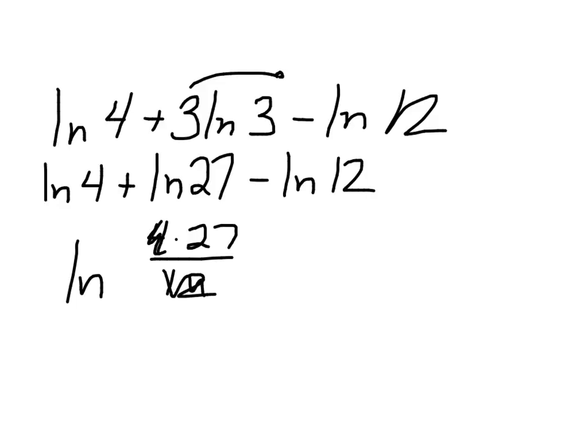This can go down to 3, because I take a 4 out of both of them. This could go down to 9, because I take a 3 out of both of them, and I end up with the ln of 9. Right? 108 divided by 12? 9? What do you guys think? Not too bad? Pretty simple?